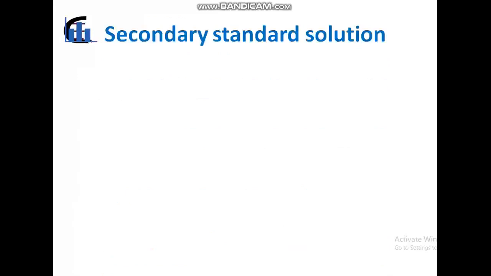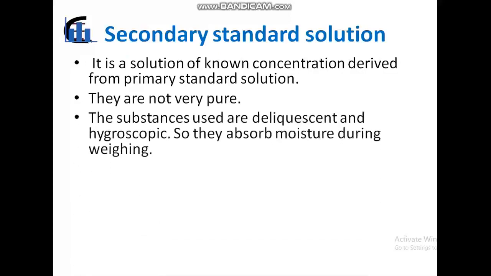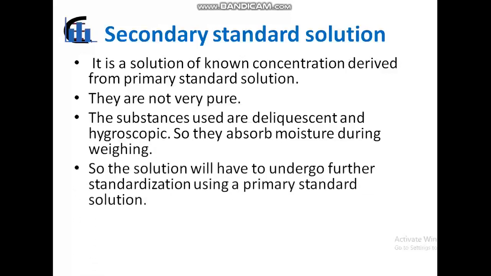Secondary standard solution. It is a solution of known concentration derived from primary standard solution. They are not very pure. The substances used are deliquescent and hygroscopic, so they absorb moisture during weighing. So the solution will have to undergo further standardization using a primary standard solution. Example, solution of sodium hydroxide.